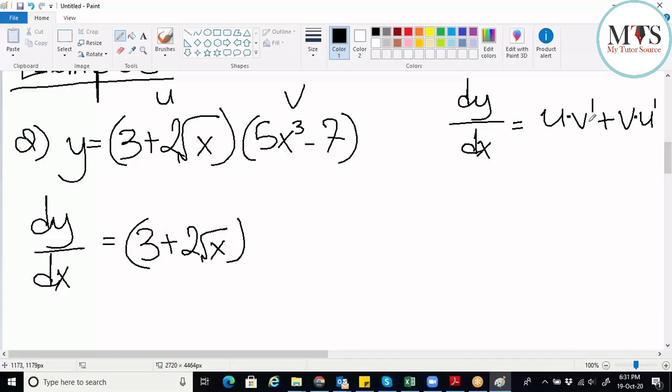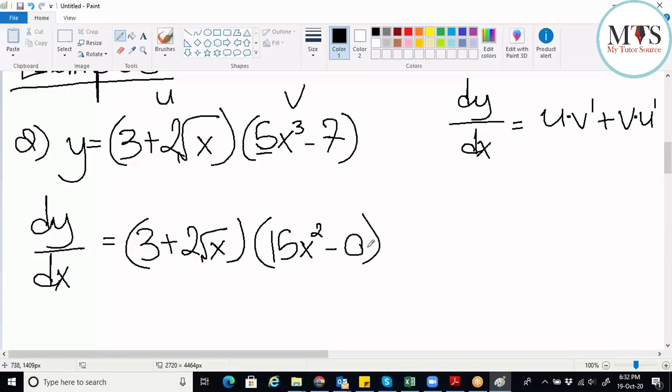Now I have to find the derivative of v. So multiplied by the derivative of v, over here you have the constant power rule, because you have a constant and you have a power over here. So when you differentiate this, what will you get? 15x squared. And then minus, this is a constant. Minus that, you wouldn't put anything there, because we would get a 0, because the derivative of a constant is 0.